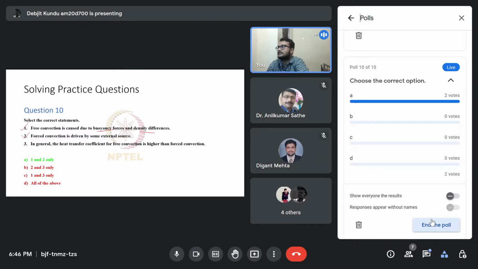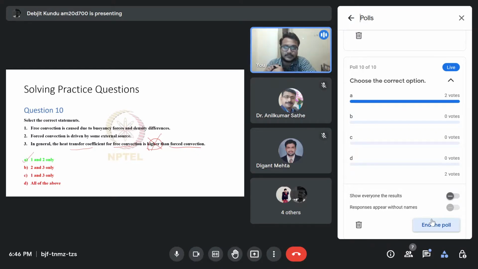In statement 3, the catch is that we are saying that the heat transfer coefficient for free convection is higher than forced convection. That is not true. Forced convection in general is always greater than free convection. So that is why option A, 1 and 2 correct only, is the correct one.